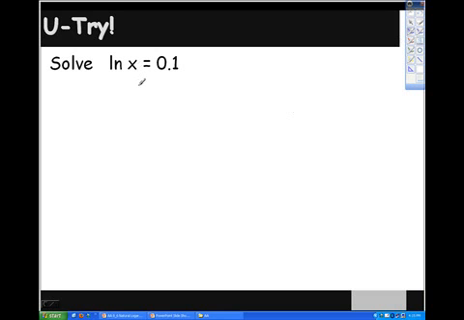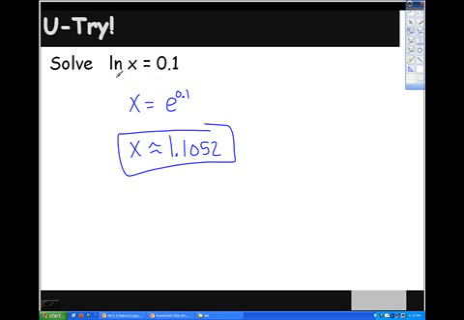All right. Doesn't this say x equals e to the 0.1? So we just need to figure out what e to the 0.1 is. So x is approximately equal to, I'm picking up a calculator here and I'm putting e to the 0.1 into the calculator, and I get approximately 1.1052. If I want to check that, I'm going to take the natural log of 1.1052 and see if it comes out close to 0.1.